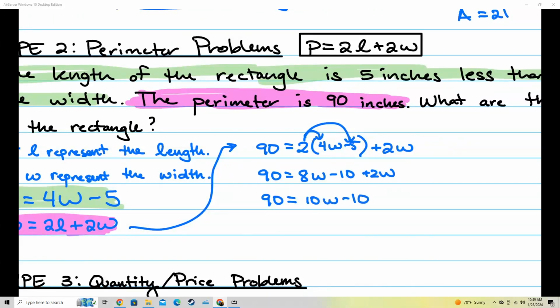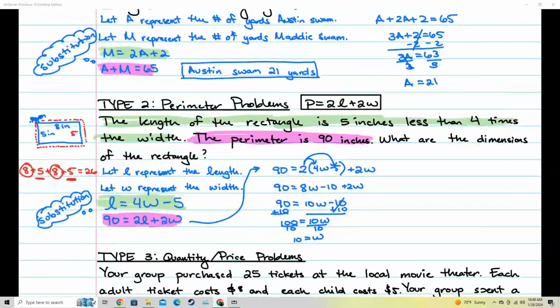And now I get to solve for W, which means I'm going to add 10 to both sides. I get 100 is equal to 10W. We're going to divide both sides by 10. And I get 10 is equal to W. That's the first half of my answer. Let's see if I answered the question.